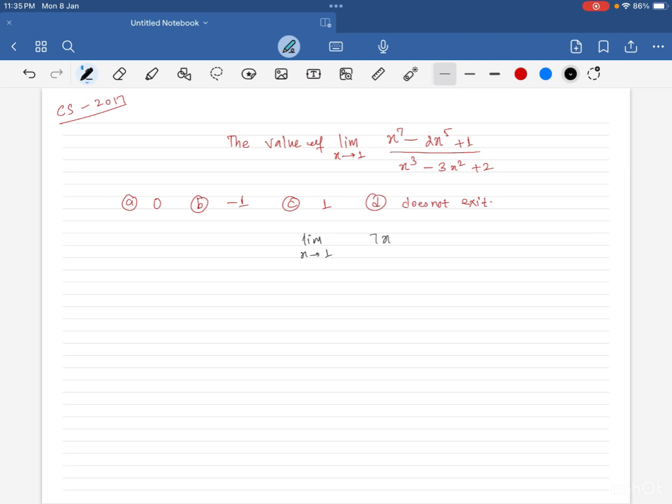So that is going to be 7x to the power 6 minus 10x to the power 4, divided by 3x square minus 6x. Right, now you can put the limit. So you are going to get 7 minus 10, and 3 minus 6, that is 1. So the correct answer for this is C.